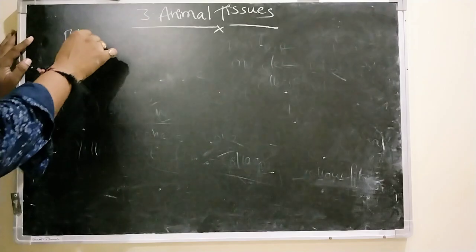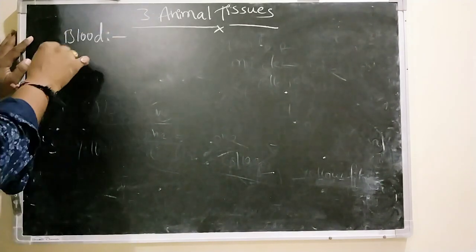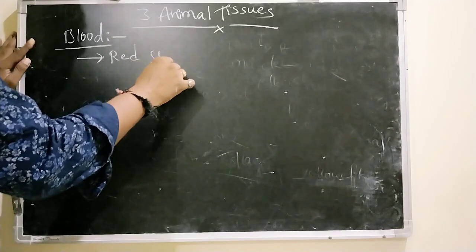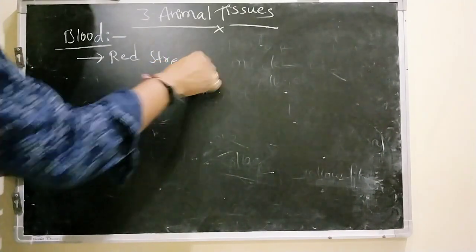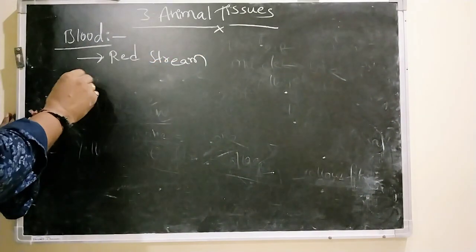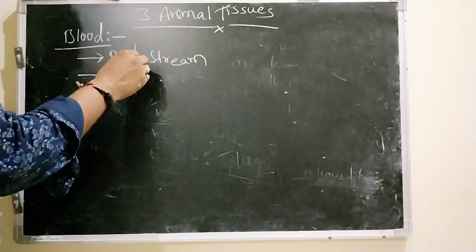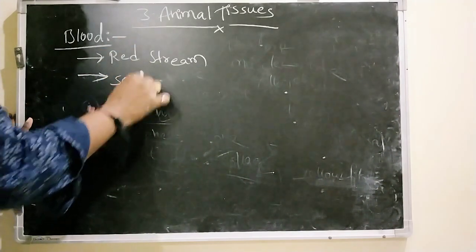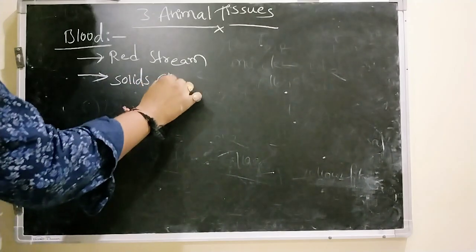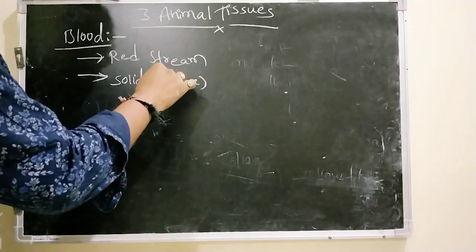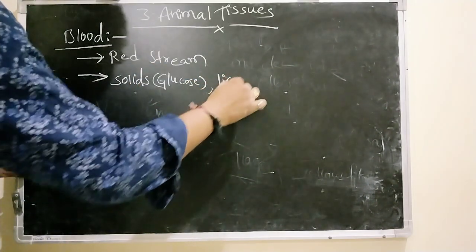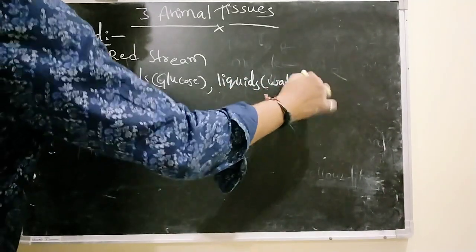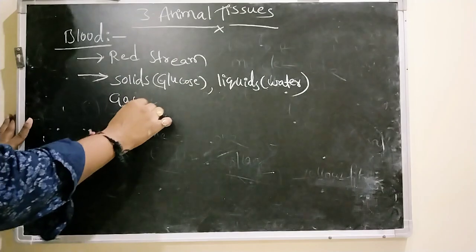So blood, the red stream that flows in our body, is blood, and it is the medium for solids like glucose, liquids like water, and gases like oxygen and carbon dioxide.